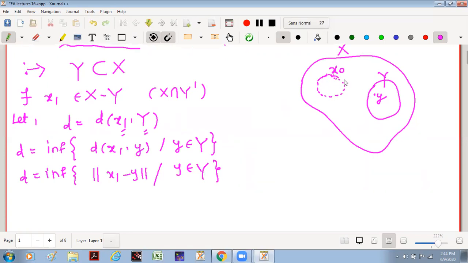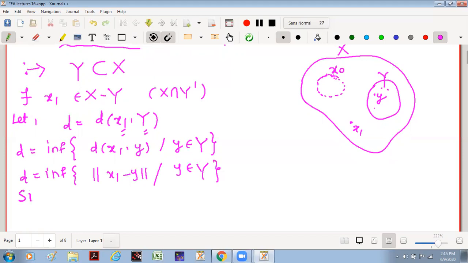We will connect this x naught to all the points of y. Okay, we will find out the distance. Whichever distance we get, whatever x1 vector we have selected, say somewhere here is x1, then we will join x1 with all points of y. Then we will find out the distances. Whichever gives us the infimum distance between x1 and the vectors of y will be the distance between the point and the set, which we are calling d.